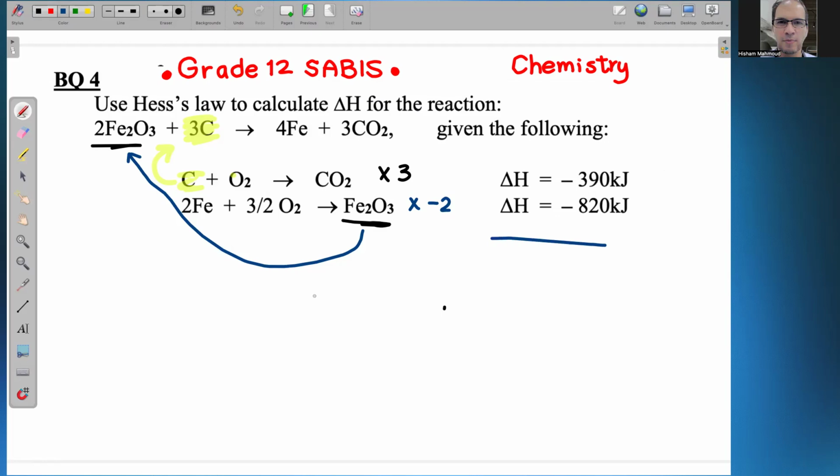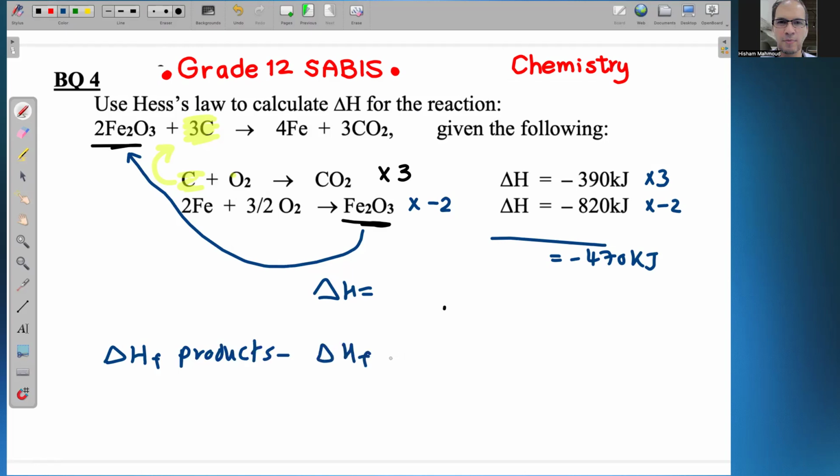Let's see the math. So delta H is equal to this one multiplied by this one, and the result will be negative 470 kilojoules. So again, I multiply this number by 3, multiply this number by negative 2, and found the result. Another way to do this is to find the delta H of formation of products minus the delta H of formation of reactants.